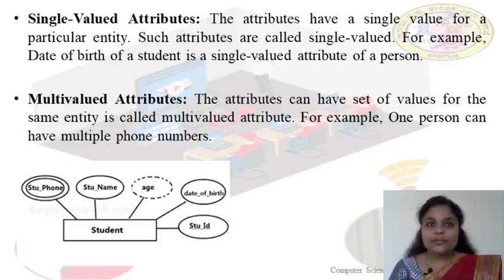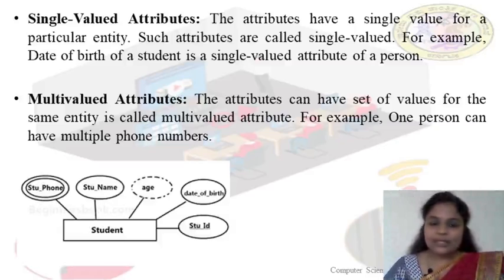Meaning to say, suppose, for example, if I consider phone number, one person can have many phone numbers, right? Yes. But can one person have two Aadhaar numbers? The Aadhaar card that we have, can a single person have two Aadhaar cards? No. So only one value will be there for the entire lifetime. Only one value will be there, correct?